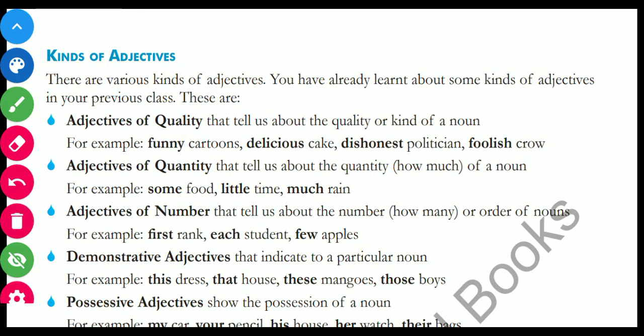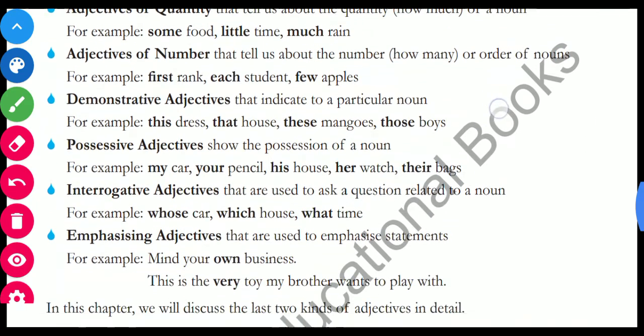Okay, now coming to adjectives of number. These tell how many or the order of nouns. For example, few apples, 5 apples, 4 pens. Or you can say first rank, second rank, last, third. These you can say are adjectives of number. Now coming to demonstrative adjectives.